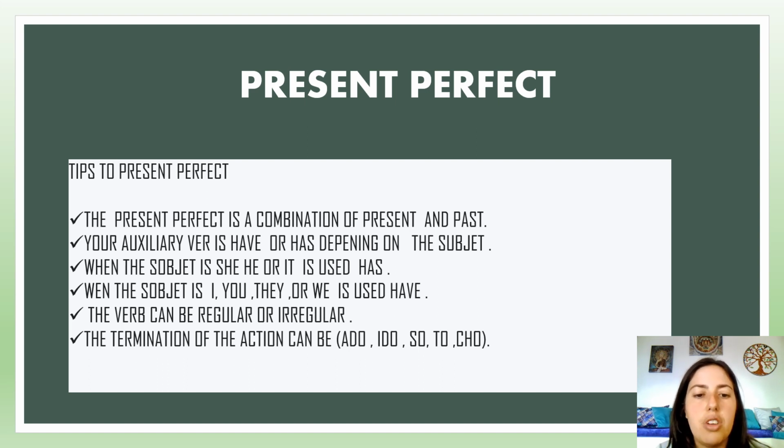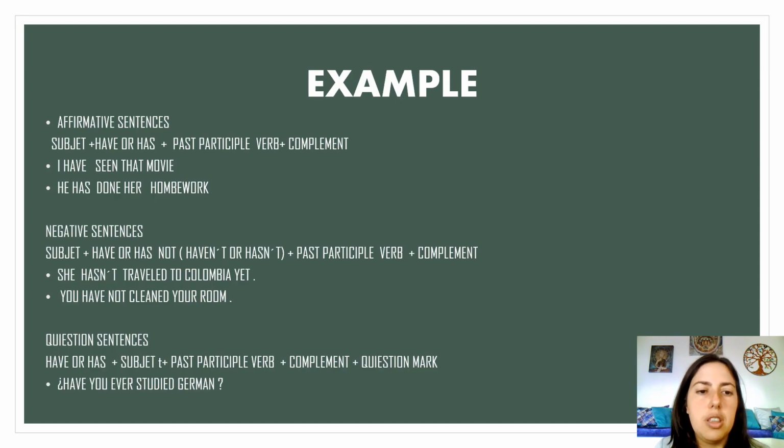The present perfect is a combination of present and past. The auxiliary verb is have or has, depending on the subject. When the subject is she, he, or it, has is used. When the subject is I, you, they, or we, have is used. The verb can be regular or irregular. The termination of the action can be ado, ido, so, to, cho. This picture I saw the grammar. And in this picture I have an example in affirmative sentences, negative sentences, and question sentences, the structure and example.